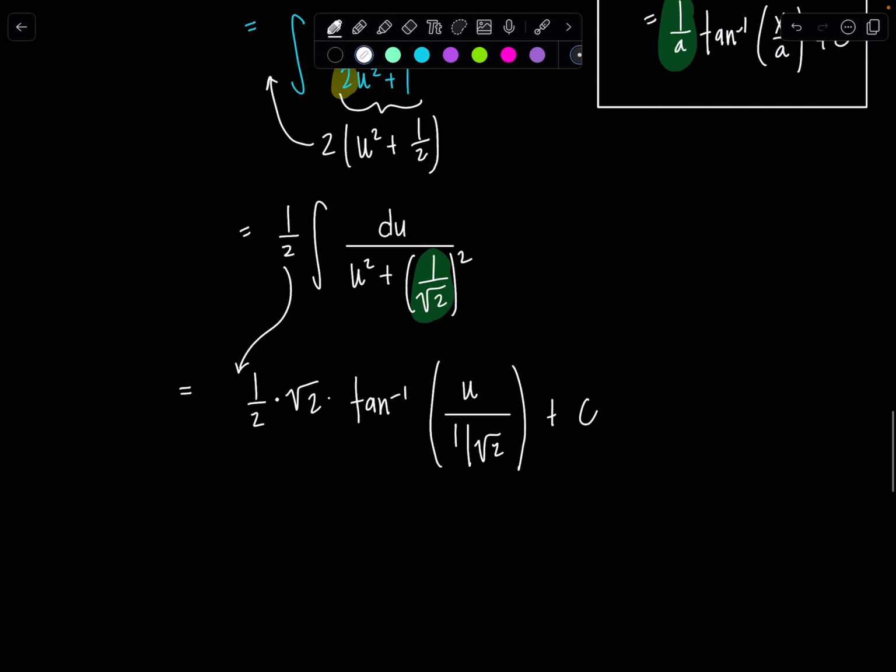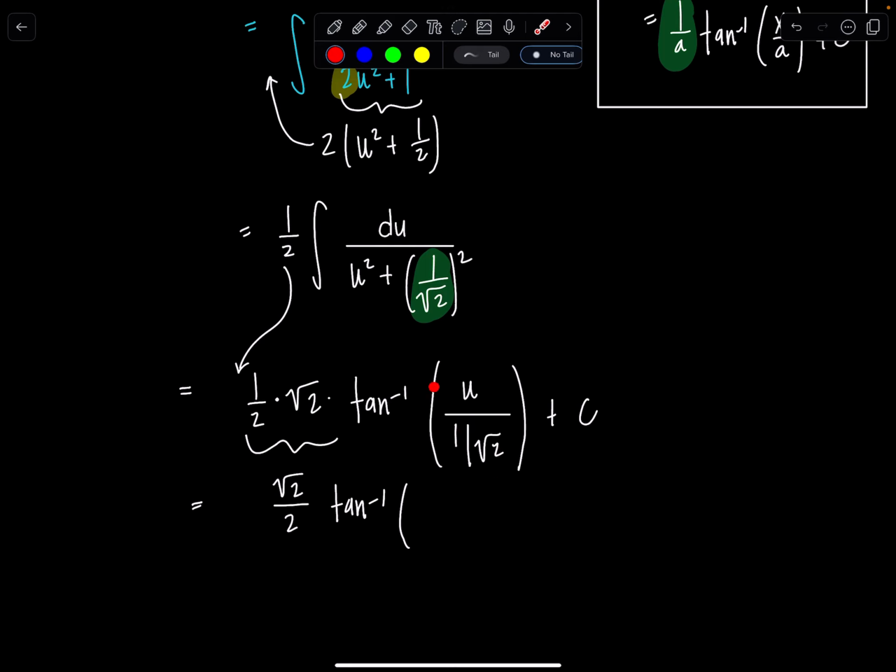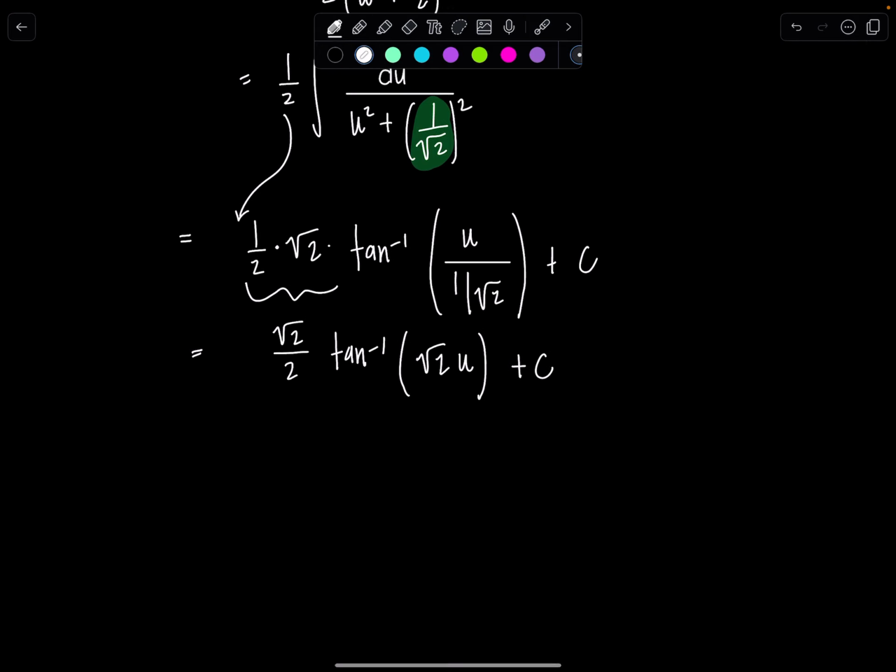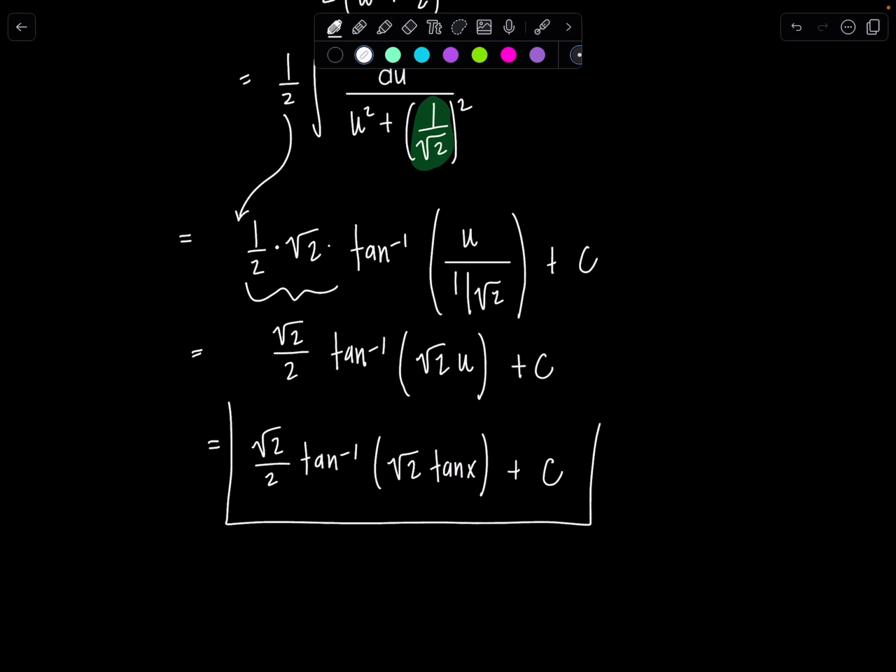Okay, can we clean up some more? So here, this is rad 2 over 2, or 1 over rad 2. It doesn't matter. You don't have to rationalize most of the time in calc unless your teacher specifically says to, okay? And then 1 over rad 2, if I divide by that, it'll become just rad 2 u plus c. And then go back, who was u? U was tan x. So this is rad 2 over 2 tan inverse rad 2, that's the coefficient, on tan x plus c. And voila, we are done. How was that?